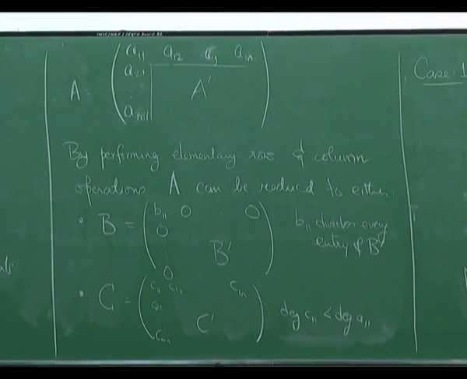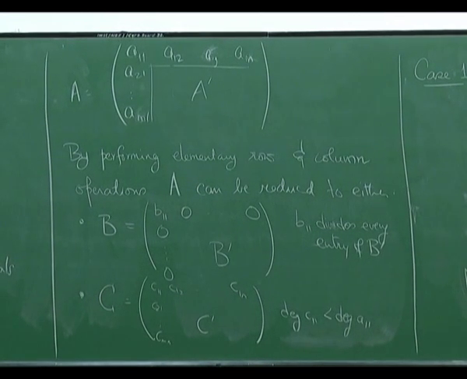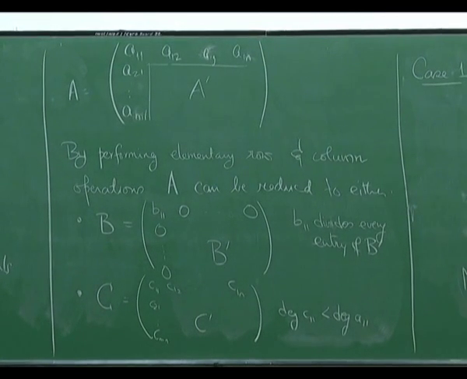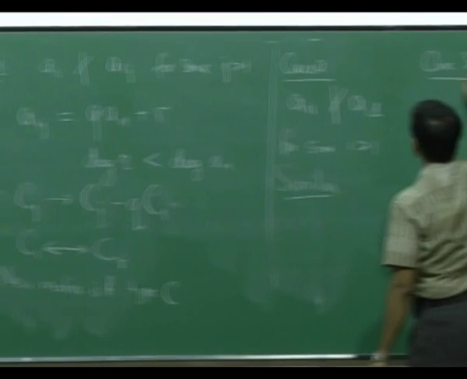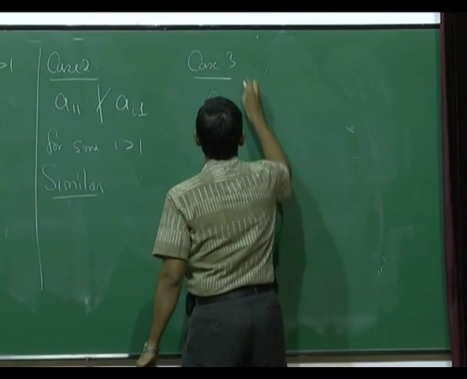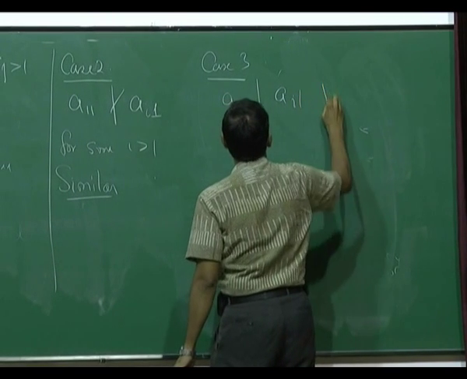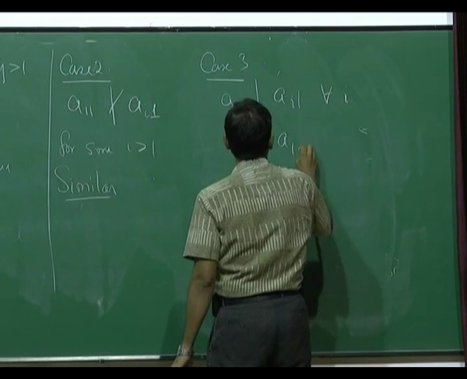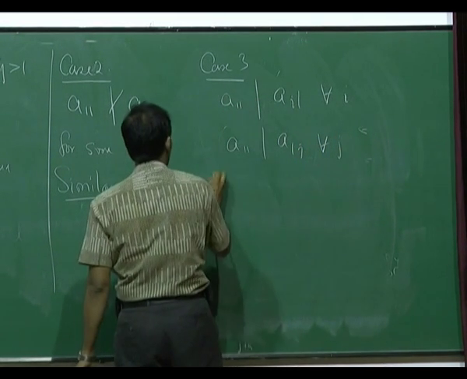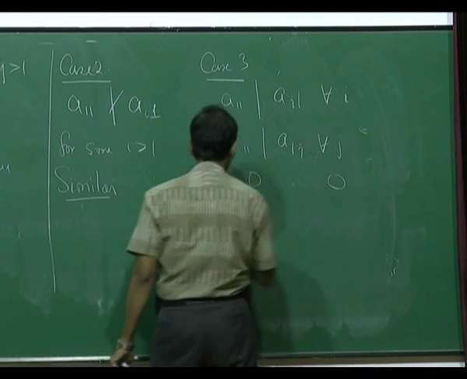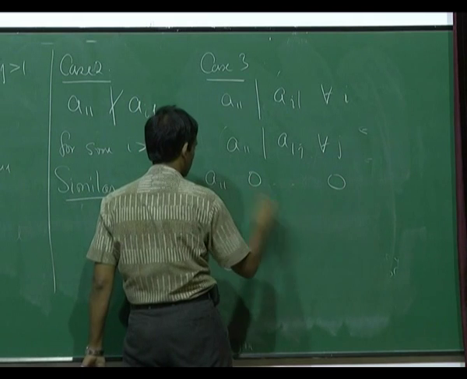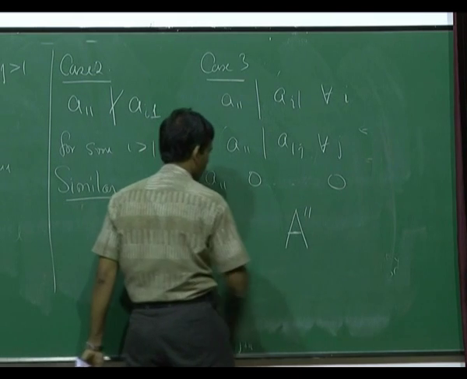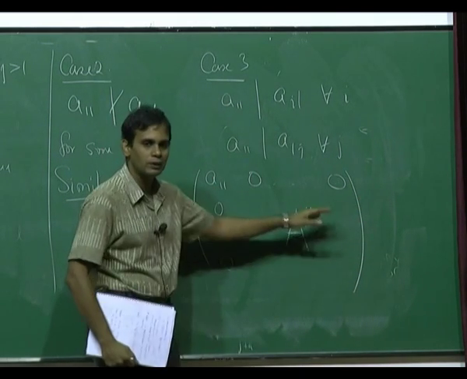So case 3, A11 divides Ai1 for all i, and A11 divides A1j for all j. Then you can get this form, A11 and zeros, by doing those row addition things, and here you will still have some matrix A double prime. You would have changed the original thing that you had.